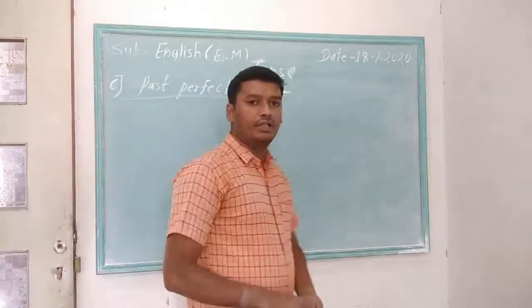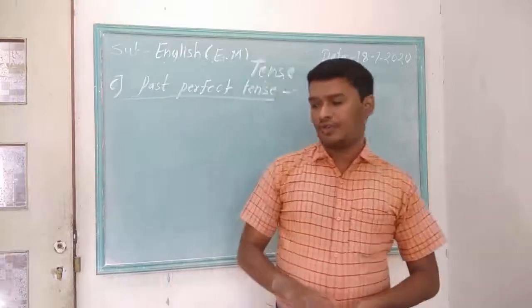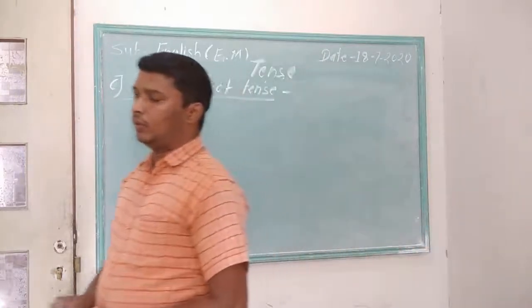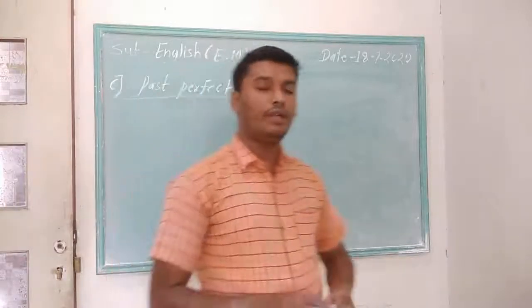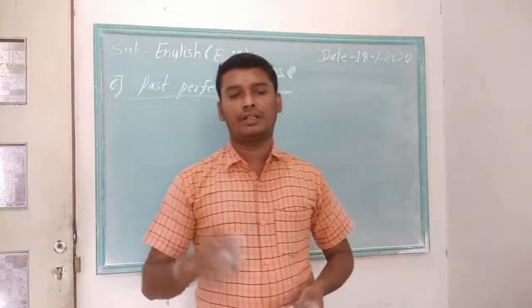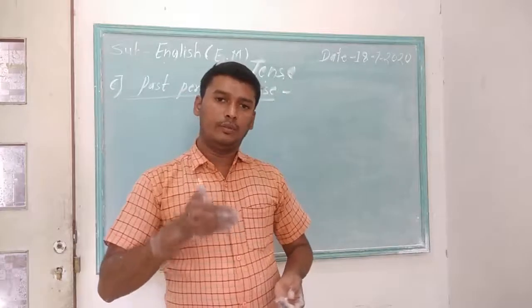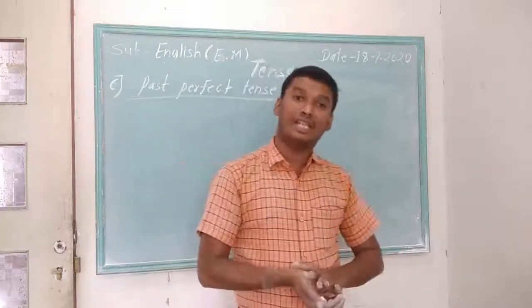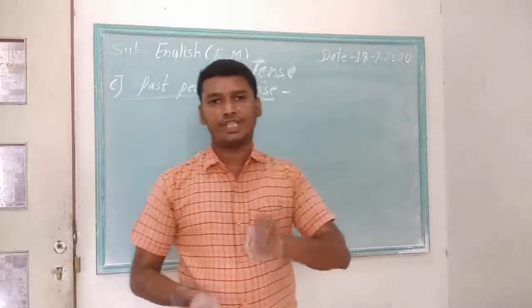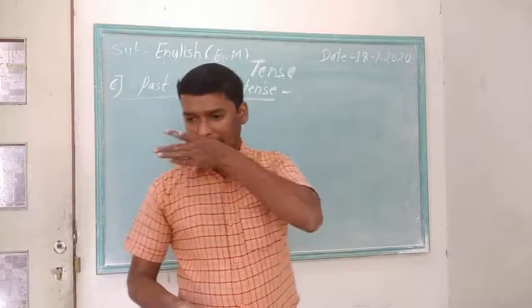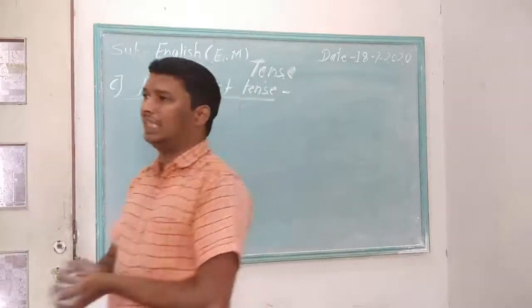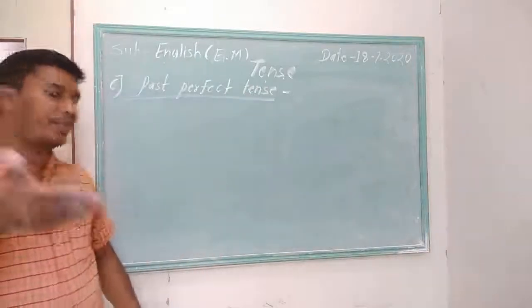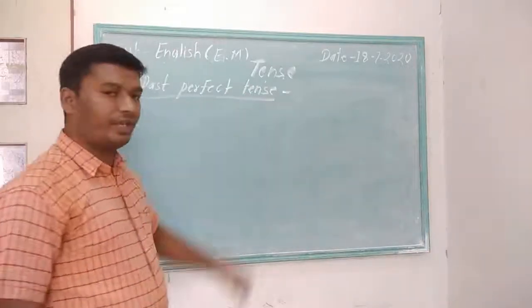Now pay attention here. Third is past perfect tense. Look, where do we use this tense? We have learned present perfect. The completed action in present is expressed by present perfect. Like it, the completed action in past is expressed by past perfect.